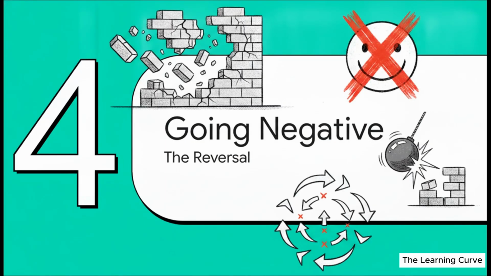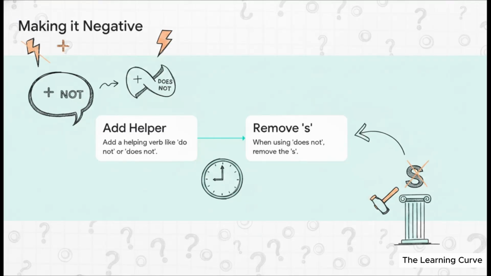Going negative, the reversal. So we've spent the first half of this explainer building up these beautiful, positive sentences. Now, we're going to learn how to confidently dismantle that structure to say what we don't do. Here are the exact mechanics of making a sentence negative.